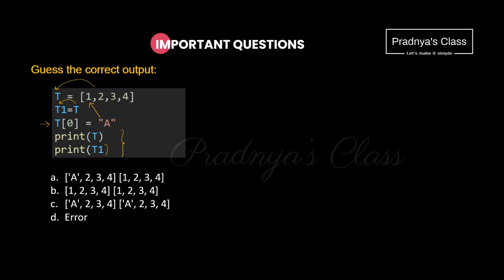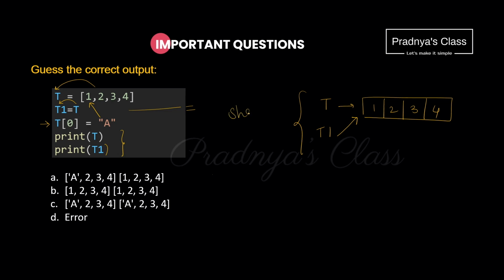Now what will be the output? Let's try to understand. We have one list t with 4 elements. The elements are 1, 2, 3 and 4. T got initialized to t1. It means what? T1 is also referring to the same list. With this assignment statement or initialization, we create one shallow copy. Shallow copy means both the variables are pointing to the same list.